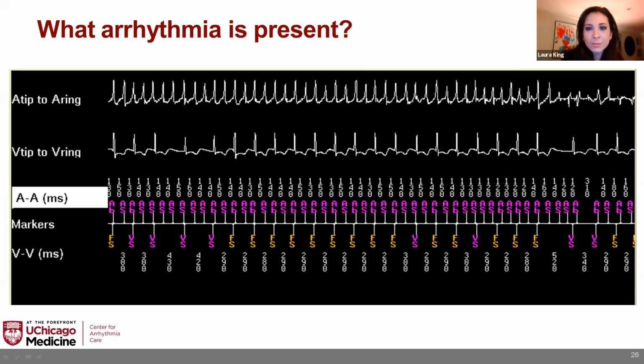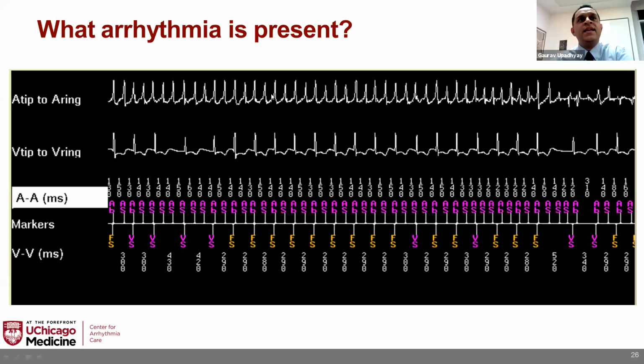Looks like AFib with RVR. Perfect. So terrific. And how did you know that? Because the A-tip to A-ring is showing impulses that definitely look less than 200 milliseconds. And then the ventricle is showing irregular R-to-R intervals.